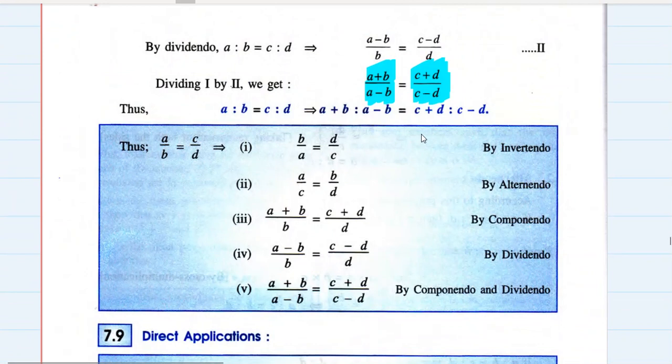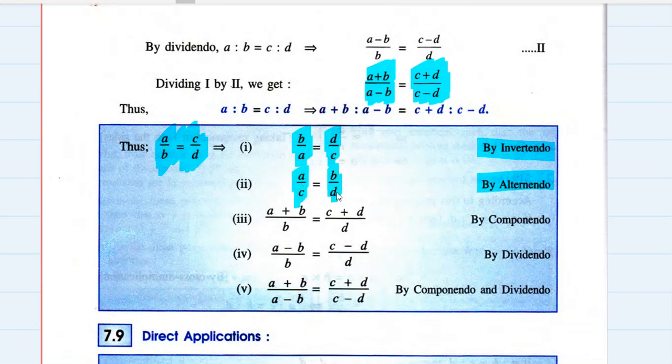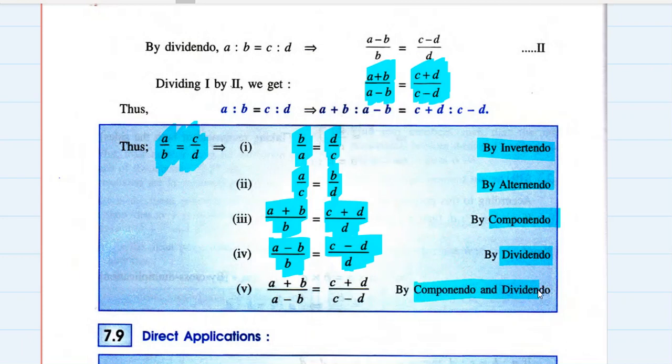So remember these: if A by B is equal to C by D, if you apply invertendo, you get B by A is equal to D by C. If you apply alternando, you get A by C is equal to B by D. If you apply componendo, you get A plus B by B is equal to C plus D by D. If you apply dividendo, you get A minus B by B is equal to C minus D by D. And if you divide results 3 and 4, that is, apply componendo and dividendo, you get A plus B upon A minus B is equal to C plus D upon C minus D. Do you understand it now?